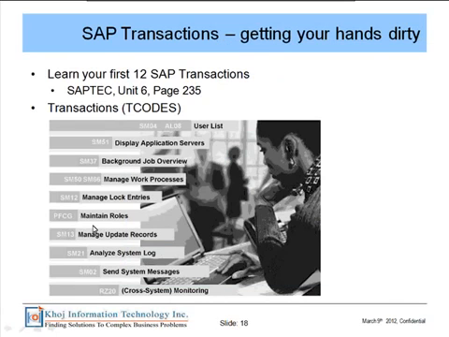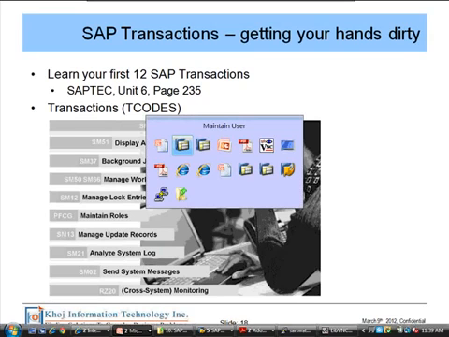PFCG is for role maintenance, it's for security work. SM13 is to manage update records, updates going on through the system. SM21 is very important, it's the system log. What is the system doing? Any log messages coming there?